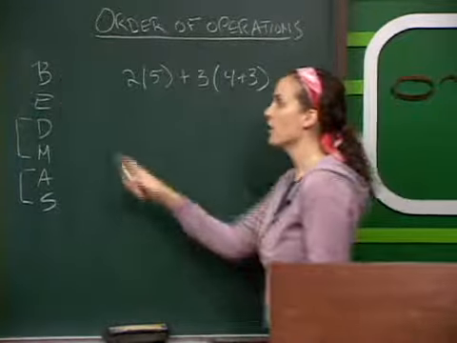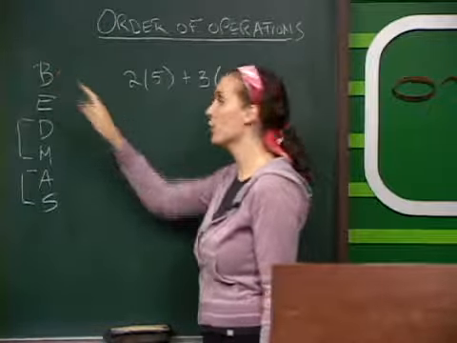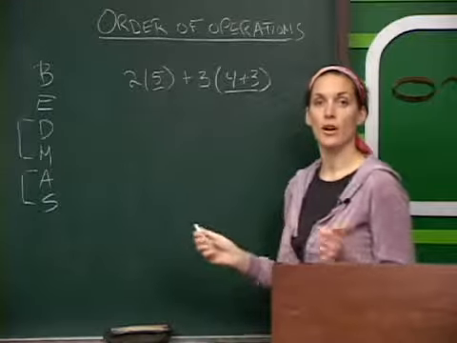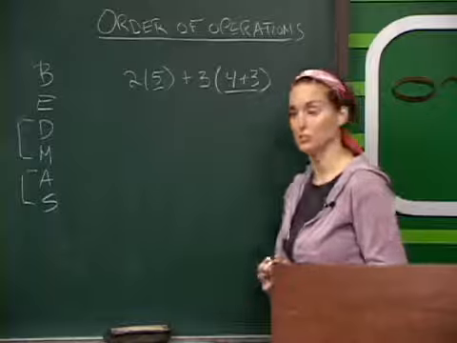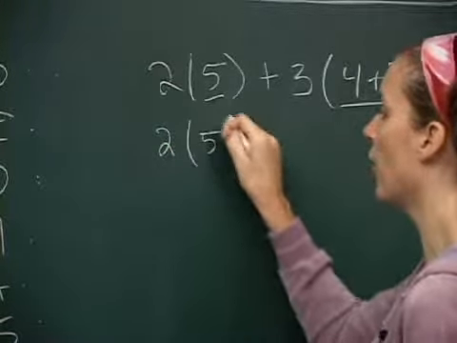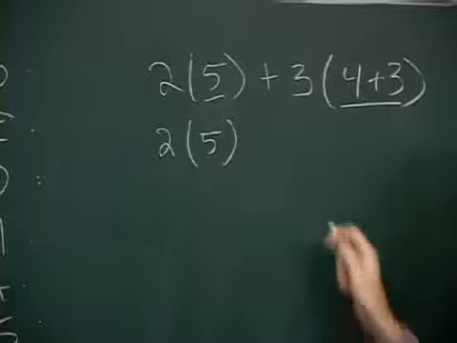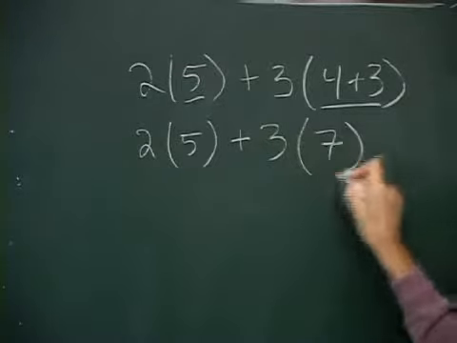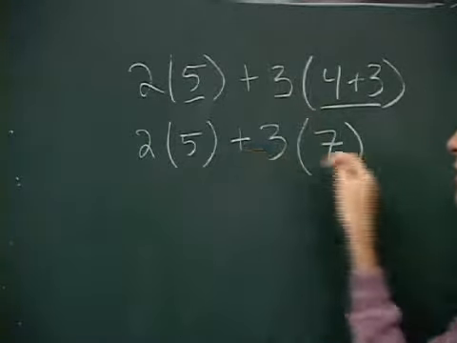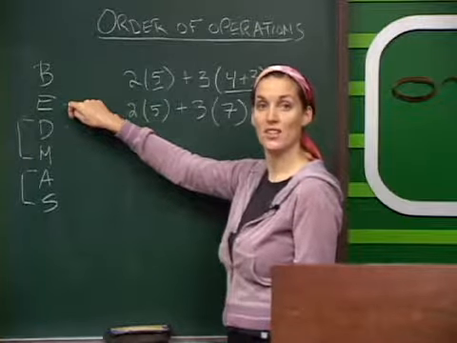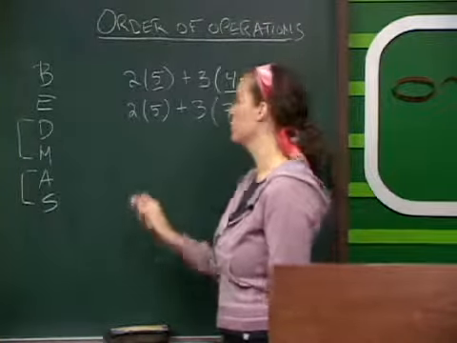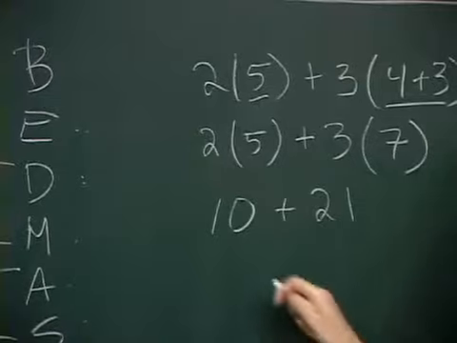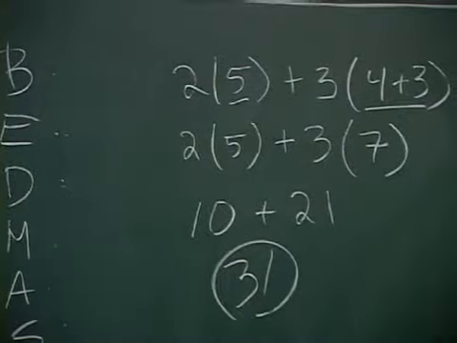So the first thing you want to do is look at the very top of your order of operations. B, are there any brackets? Yes, there's a bracket. Then you need to evaluate all the expressions within the bracket first. So 2, now 5 you don't need to do anything to because it's still 5. Then you're going to go on to 3 multiplied by 4 plus 3, which is 7. So we've done within the brackets. Then we go to exponents. There's no exponents. Then we can do division and multiplication. So 10 plus 21. Now we can do the addition and subtraction, which is 31, our final answer.